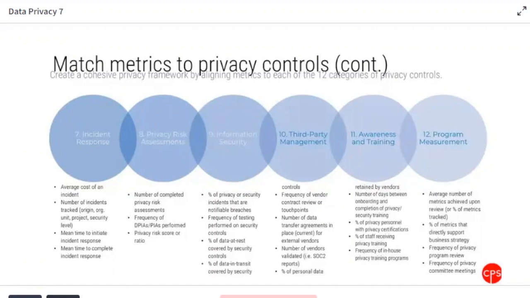So privacy risk assessment, PIA, DPIA, PRA, whichever it is. A way to measure it is the number of completed privacy risk assessments. So when you go to each unit, how many units were able to effectively fill out a privacy risk assessment? Frequency: did you carry out the PIAs quarterly, monthly, yearly? Monthly will be too much though.